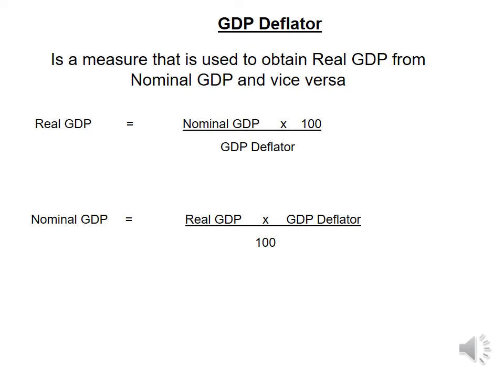Now, in this syllabus, you have to learn how to convert GDP from nominal to real and vice versa. Fortunately, we have a very simple formula over here. It's one and the same, just written differently. To get real GDP from nominal, you can use this formula. To obtain nominal GDP from real, you can use this formula. Please know this formula well.